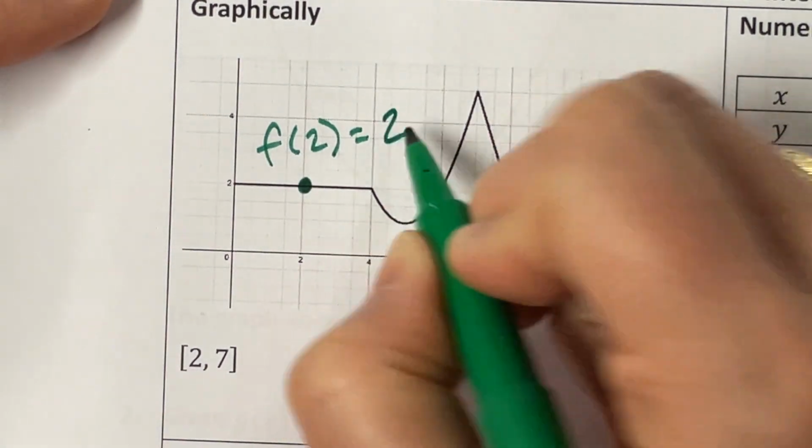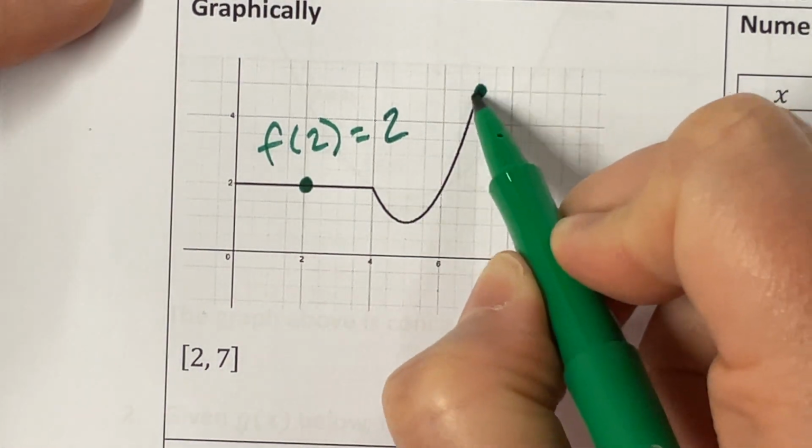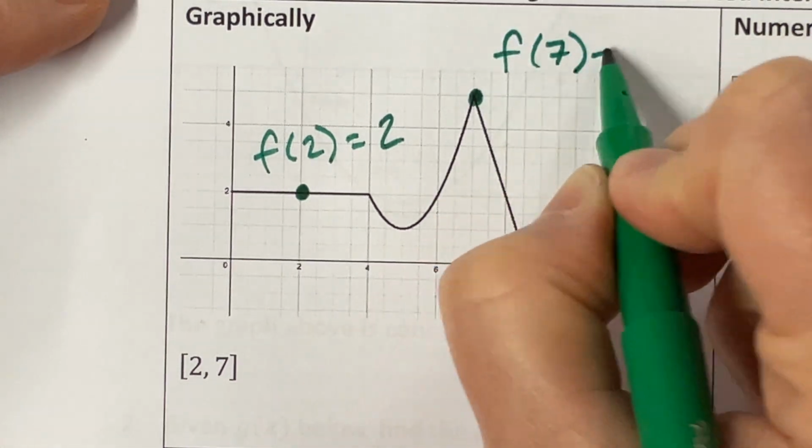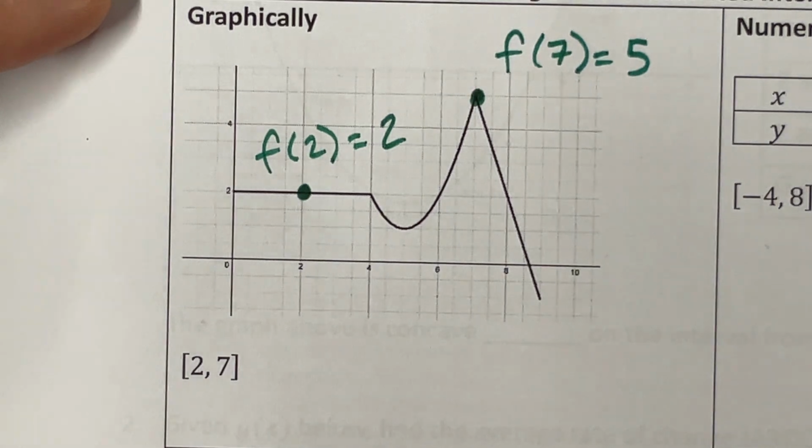Okay, so this f of 2 is equal to 2, and then I think this is the point, this is f of 7. Can you see it more clearly than I can? And I think f of 7 is equal to 5. I mean, I wrote this worksheet, but I can't read it.